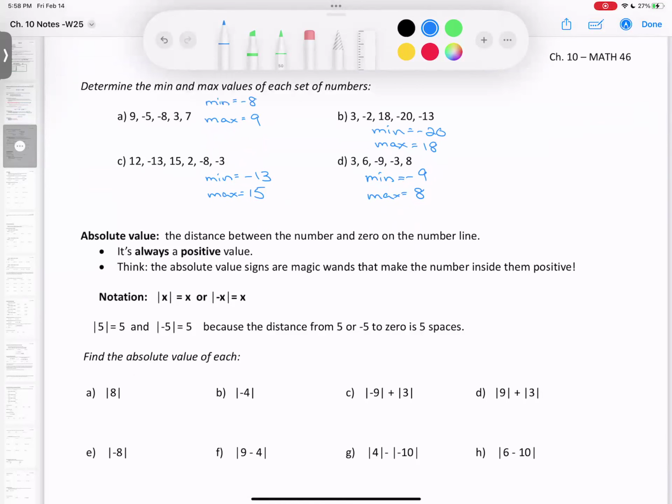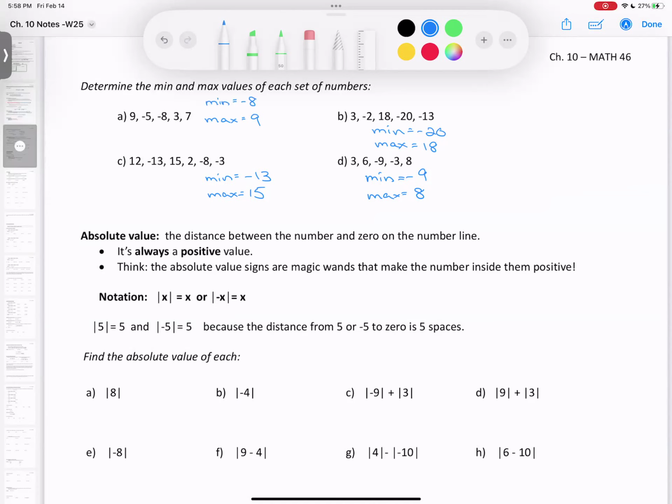So one way to think about absolute value is it's the distance on a number line between 0 and the number you're interested in. Okay, so in other words, we don't really care if that number's in the negatives or the positives. We're only looking for what its distance is from 0.